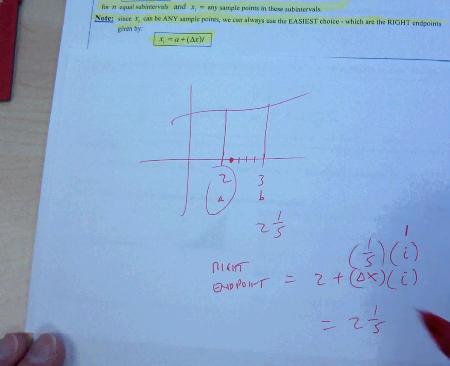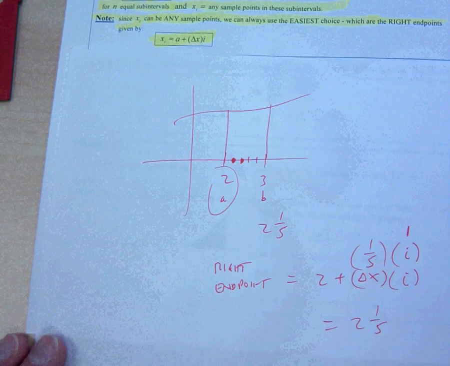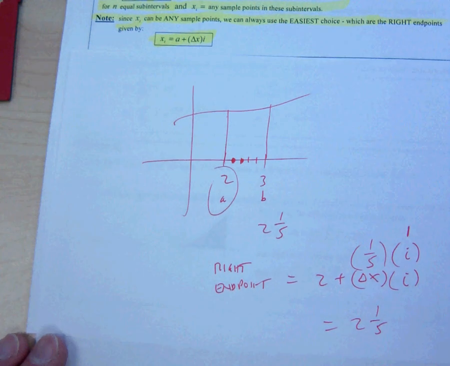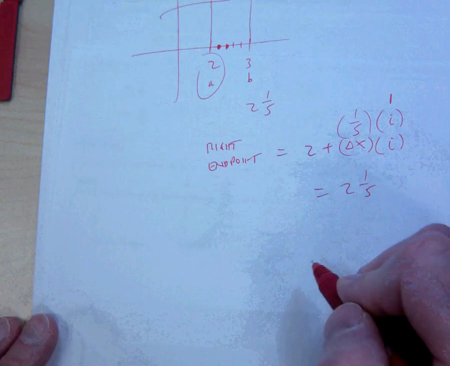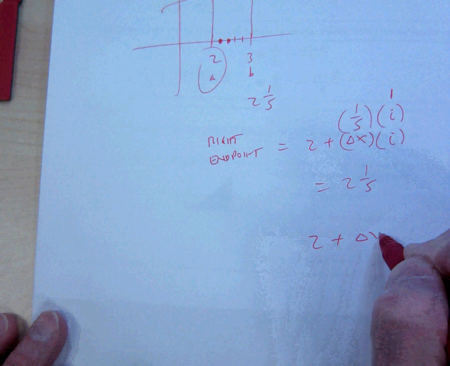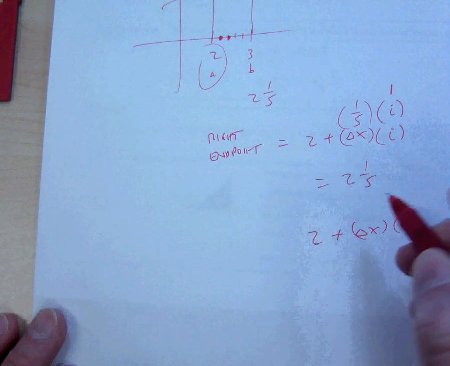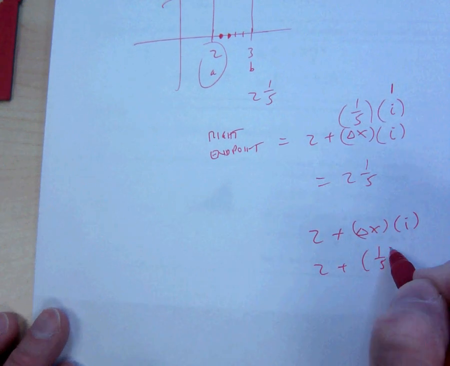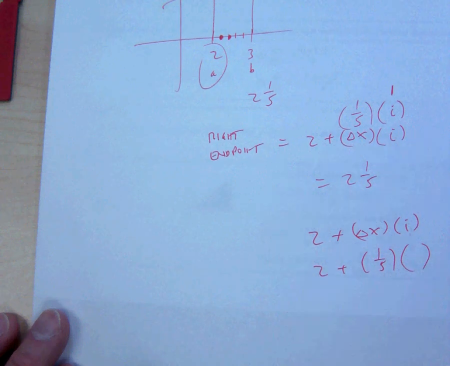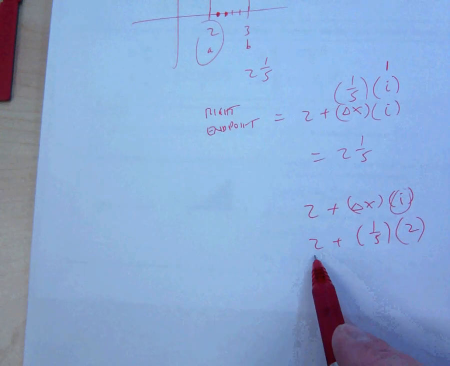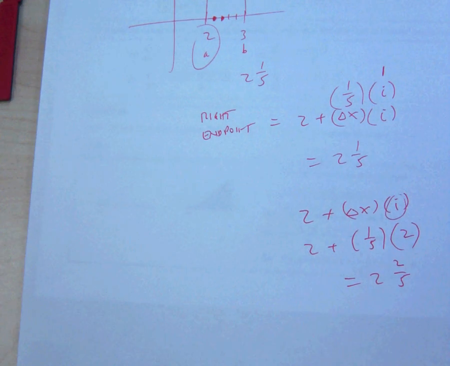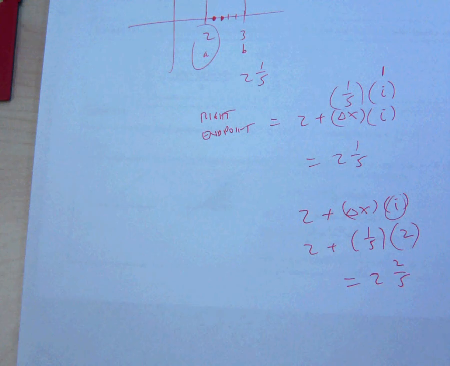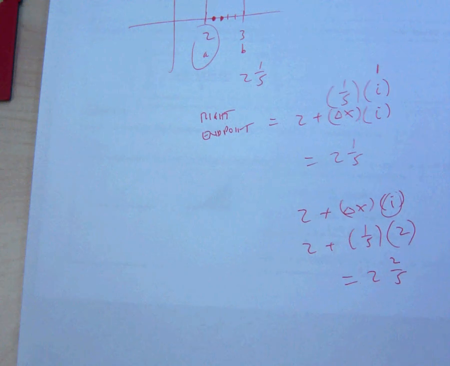What about for the second right endpoint? What is that? 2 and 2/5, and how do you get that? 2 plus delta x times I, where, again, delta x is always 1/5 in this case, and then I is 2, for your second subinterval. So what does that equal? 2 and 2/5. Okay, so you get an idea where that formula comes from, right? Does that make sense? All right.